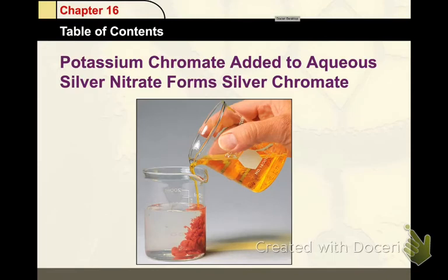So you might remember back earlier in chemistry, you learned about solubility rules. That when some ions are put together, positive and negative ions, they give you something soluble, something aqueous. When other positive and negative ions are put together, you end up with something we said was insoluble or a solid. In this example here, potassium chromate added to aqueous silver nitrate forms a solid silver chromate.